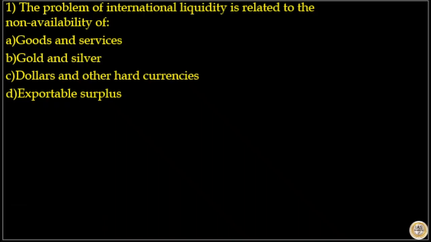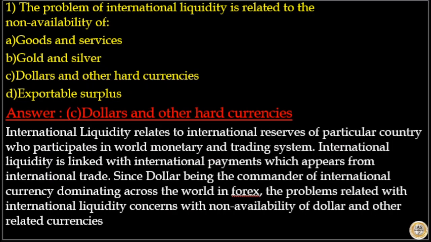Our first question is, the problem of international liquidity is related to the non-availability of: options are goods and services, gold and silver, dollars and other hard currencies, exportable surplus. Here the answer to this question is option C, dollars and other hard currencies.